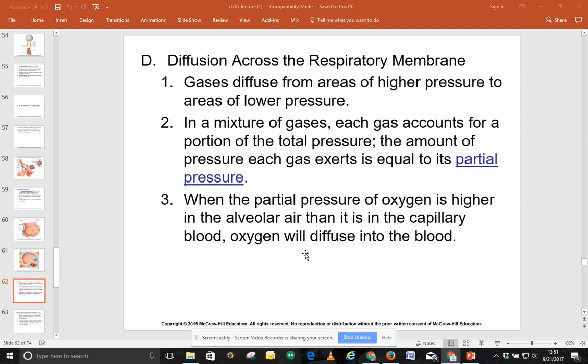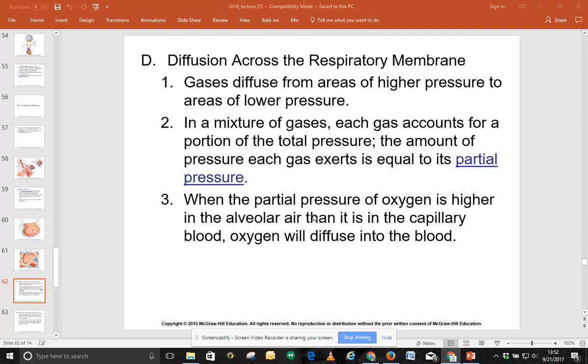For diffusion across the respiratory membrane, gas diffuses from areas of higher pressure to areas of lower pressure. And we talked about this way back in like lecture 1 or 2. In a mixture of gases, each gas accounts for a portion of the total pressure, or what we call in respiratory the partial pressure. The amount of pressure each gas exerts is equal to its partial pressure. When the partial pressure of oxygen is higher in the alveolar air than it is in the capillary blood, oxygen will diffuse into the blood.